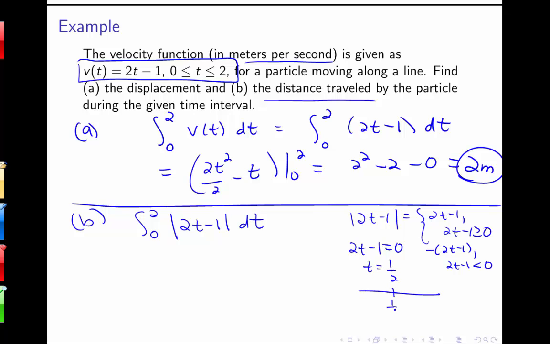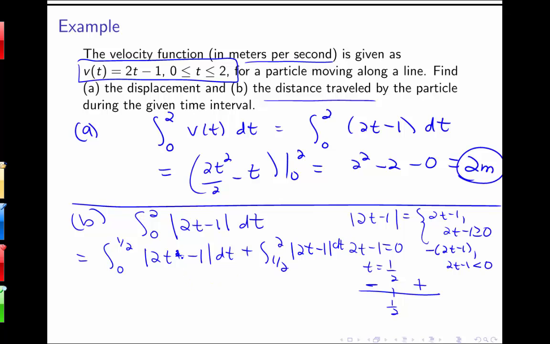And if I were to make a little sign chart here for 2t minus 1, I know that if I plug in something smaller than a half, I have something that's negative, and something bigger than a half, I have something that's positive. So this indicates that I should break up this integral from 0 to 2 into an integral from 0 to a half and from 1/2 to 2. So this is going to be the integral from 0 to 1/2 of the absolute value of 2t minus 1 plus the integral from 1/2 to 2 of the absolute value of 2t minus 1 dt.